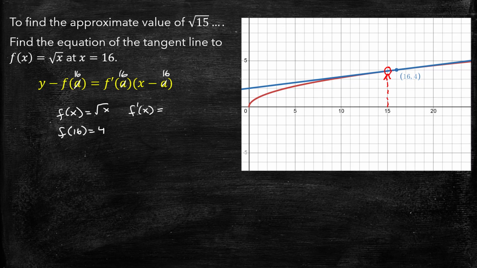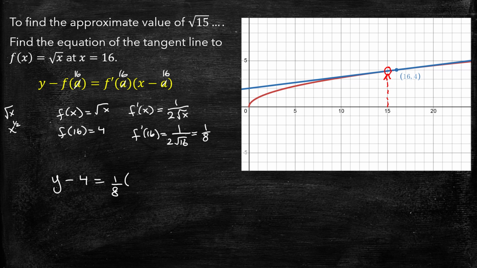And you can do that, of course, by rewriting the square root of x as x to the half and using the power rule. I like to get straight to the final result, which is 1 over 2 square root of x, so you could prove that to yourself if you don't recall that. And then f prime of 16, we just plug 16 in, 1 over 2 root 16, which is 1 over 2 times 4, which is 1/8. So our equation of our tangent line becomes y minus 4 equals 1/8 times (x minus 16) in point slope form.